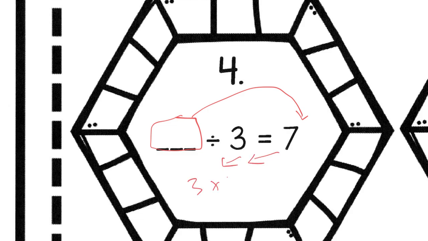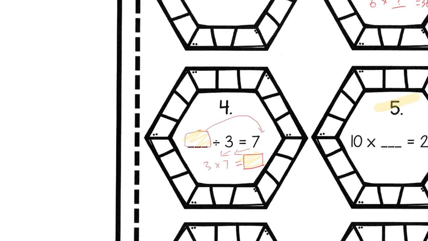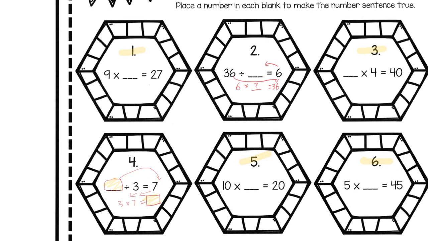So that would be 3 times 7 equals whatever that missing number is. So this number here and this number here will be the same, okay? So you can use those 2, my little helpers for 2 and 4, to help you solve the other division problems. Otherwise, pause this video, finish this page, and I'll see you on the next one.